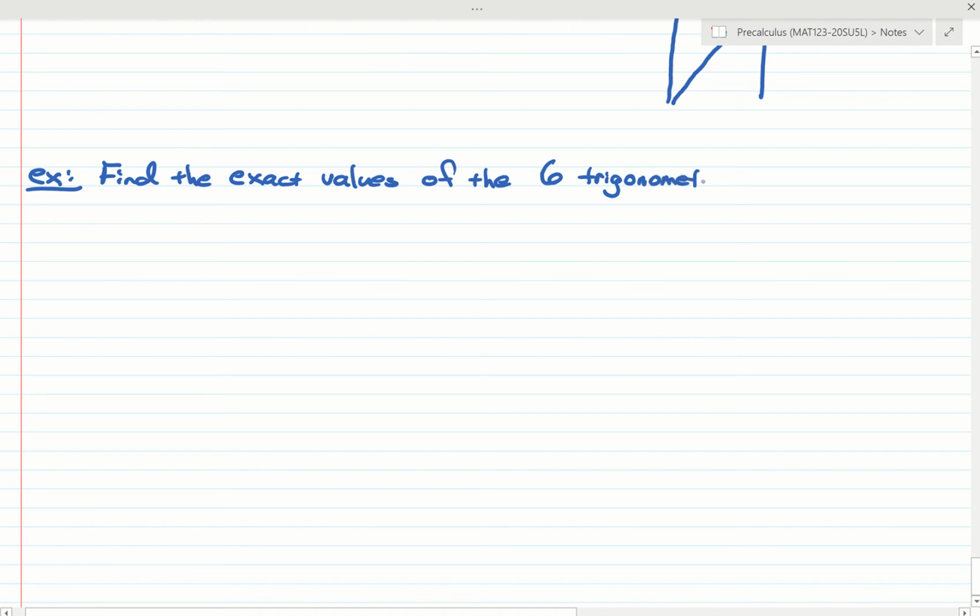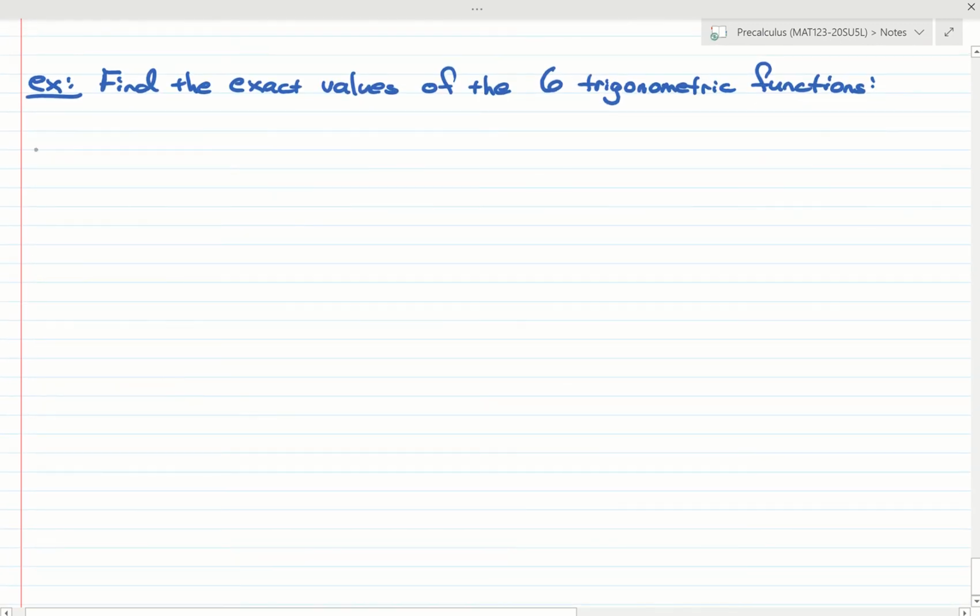Okay, so now this is the most important thing in trigonometry, this example right here. Find the exact values of the 6 trigonometric functions. Okay, so let's figure this out. First one is 30 degrees.